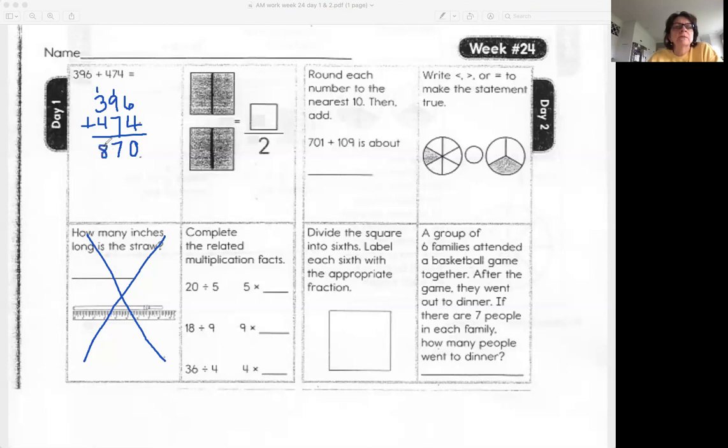Okay, let's go to the next one. This is a fraction one. And when I look here, I see 2 wholes. This is 1 whole, and this is a second whole. So remember, we determine our unit by how many equal parts are in 1 whole. So 1 whole has 2 equal parts. Count them: 1, 2. So if there's 2 equal parts, they are called halves.